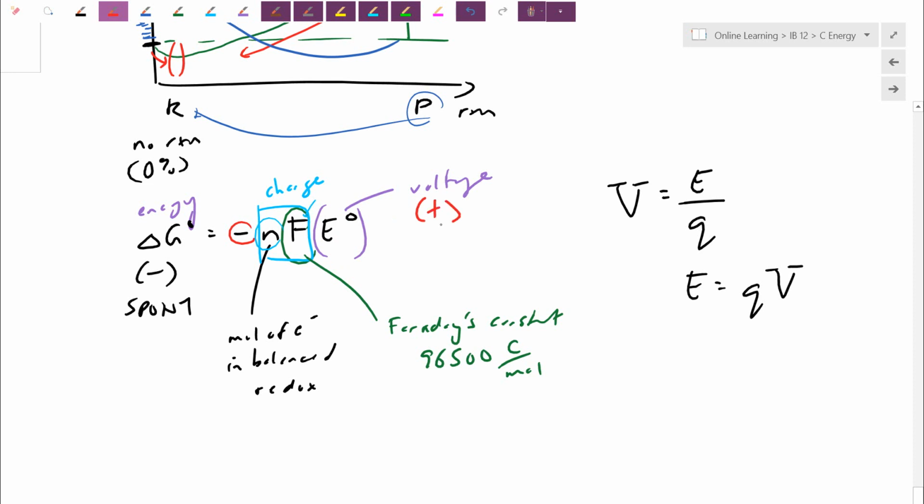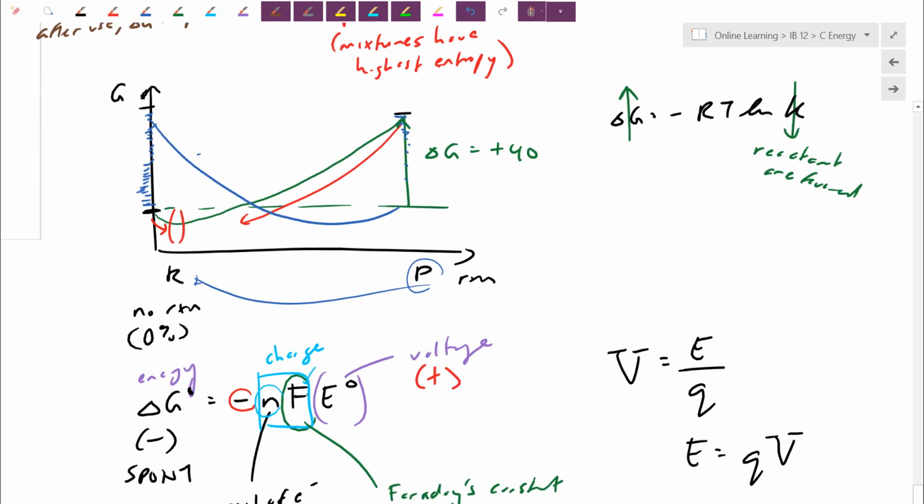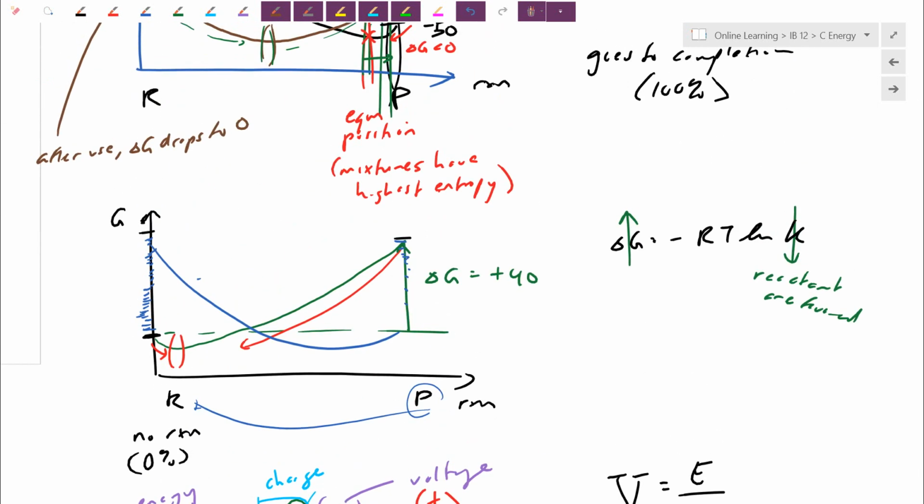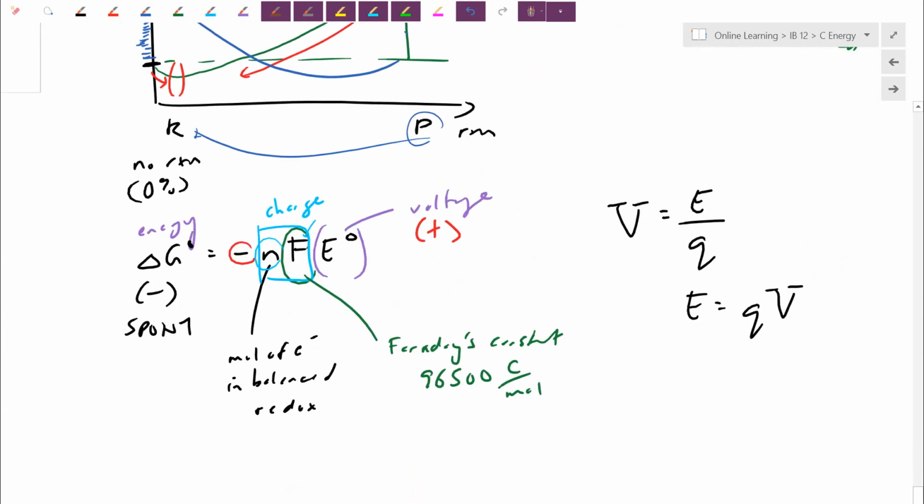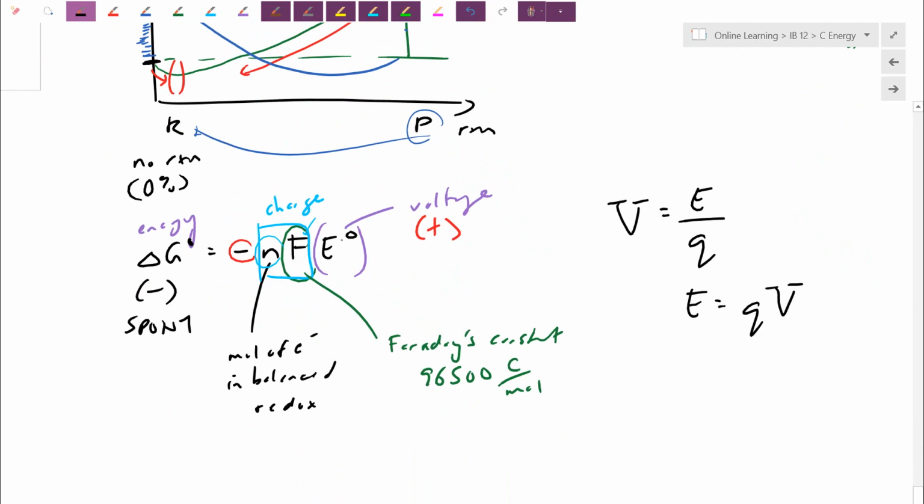So we now have two relationships for looking at whether the reaction will be spontaneous or not. One is looking at the K constant. If K is relatively big, if this ratio is relatively large, the delta G will be negative. The other way that delta G can be negative is if the voltage is very, very positive.